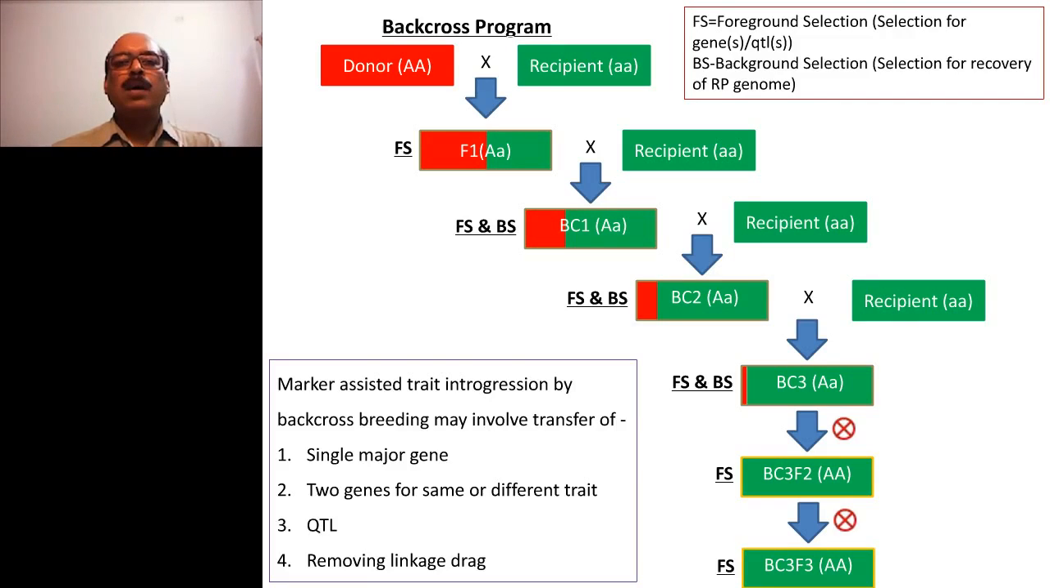it's a dominant gene, needs to be transferred to a recipient parent, and you make a cross, get F1, carry out foreground selection, and then select the plants which have the gene. Of course, it will be in the heterozygous condition. Cross it again with the recipient parent or recurrent parent, and you go on till BC3, and after that this progeny can be selfed to obtain BC3F2, where using foreground selection one can select for the plants having the gene in homozygous condition and so on.